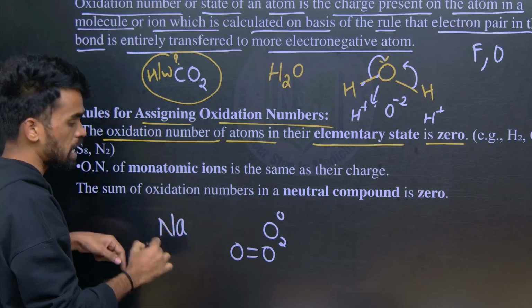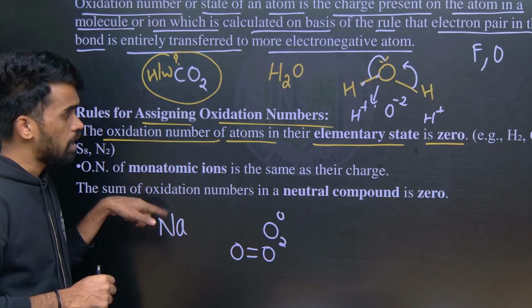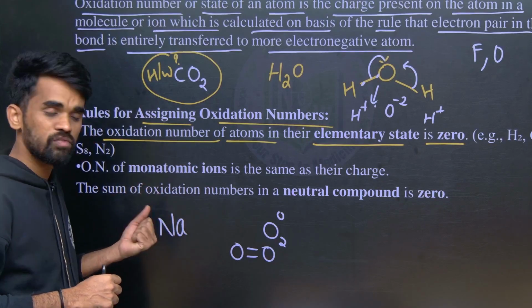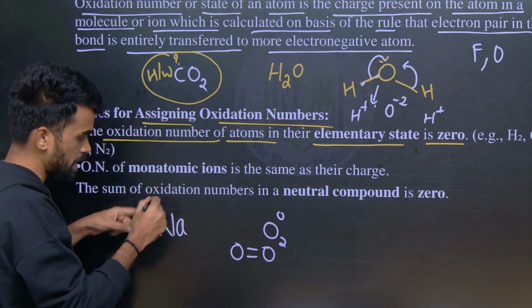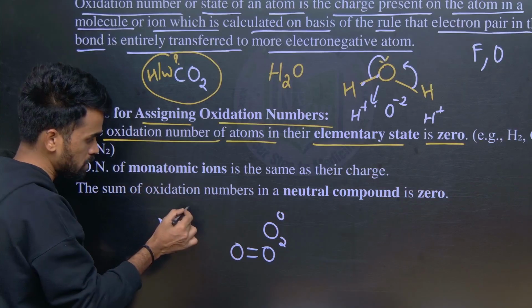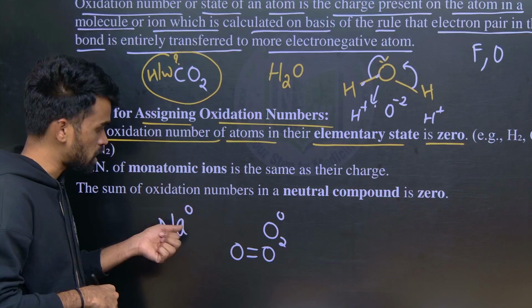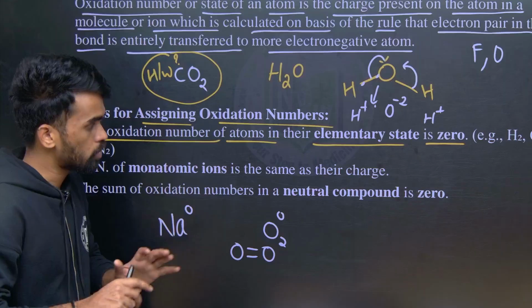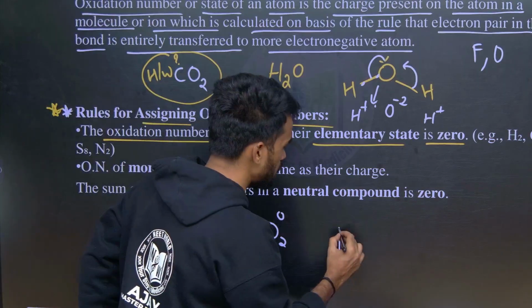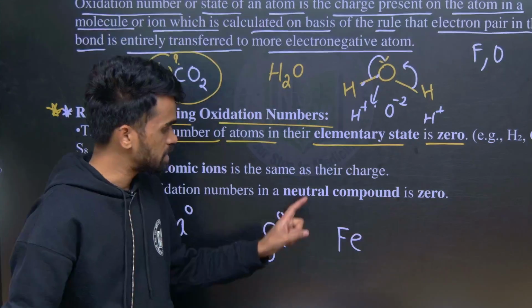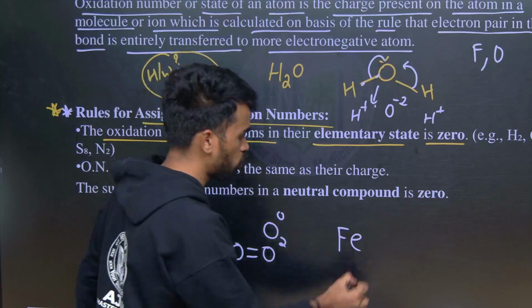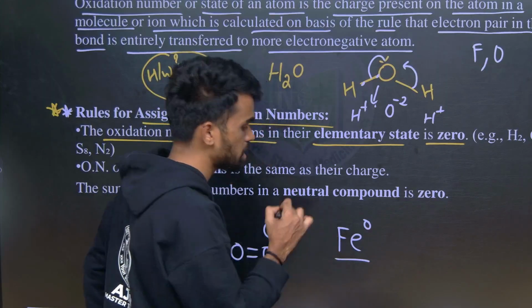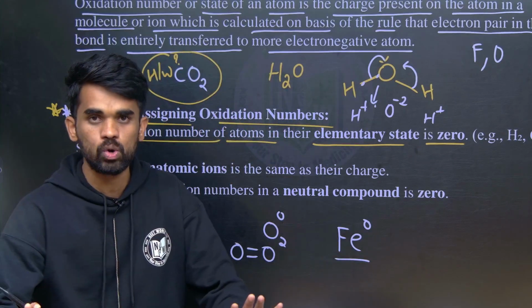For example, here I am writing sodium. Is there any charge on this element? This is how sodium will exist, right? So the oxidation state of this species is 0. There is no charge, so it is considered to be 0. Okay. I hope it is clear. For example, iron I am writing. Is there any charge on this element? No. Therefore the oxidation state for this element is 0. I hope it is clear, no confusions, right?